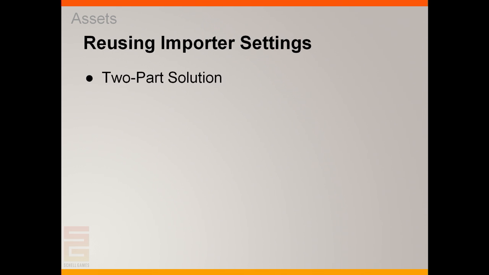Our solution for this actually has two parts. The first part is to use the asset postprocessor script. If you have a script that inherits from asset postprocessor, you will get a function called every time an asset is about to be imported. So if you have an FBX file that's about to be imported, you can modify the importer settings.